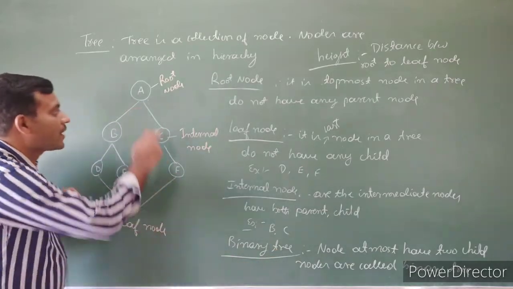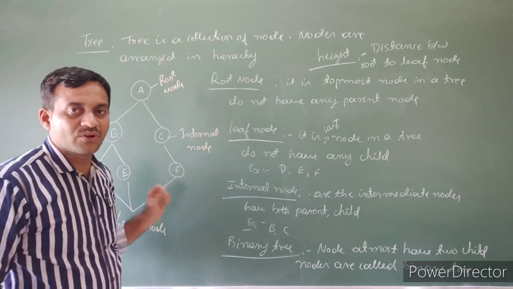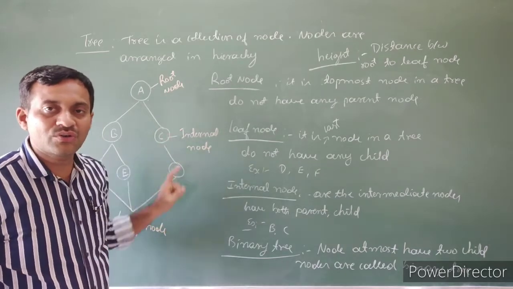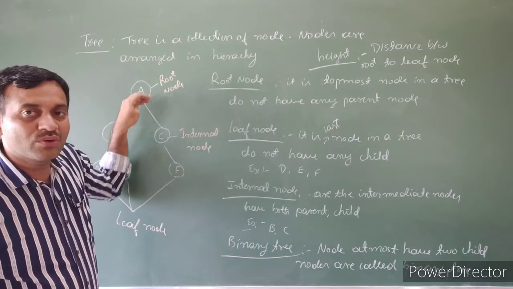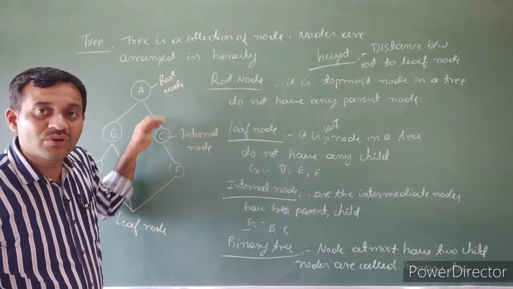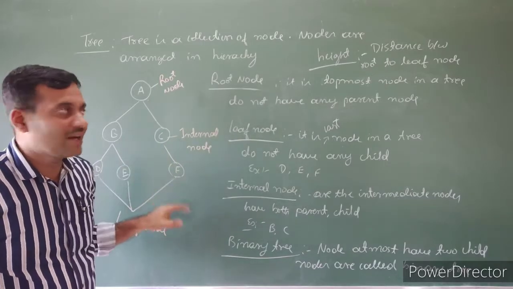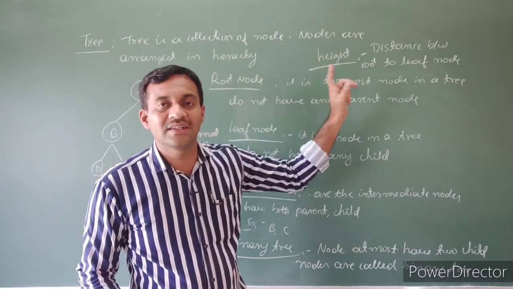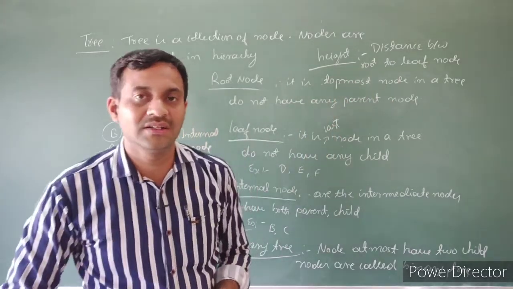Then the path between A to F, that is, root node to leaf node. The distance between the root node and the leaf node, or the downward path from root to child node, is called the height, or depth.